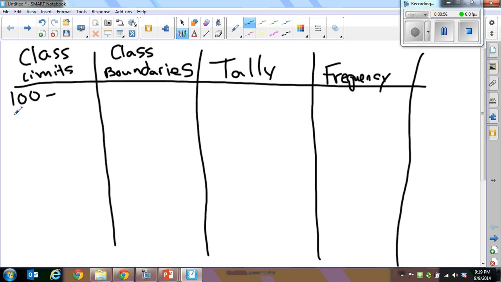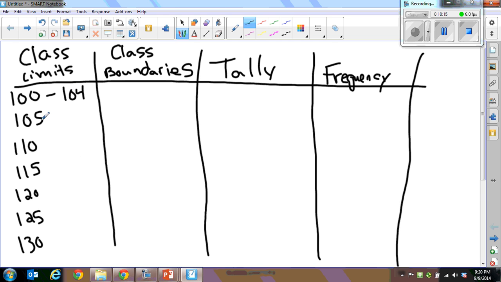So the easy way is just go 100 plus 5, 105, 110, 115, 120, 125. It's 1, 2, 3, 4, 5, 6, 130. These go to 104. It's one less than this one. So this one has to go to 109, one less than that one. 114, 119, you get the picture. 124, 129, and 134.